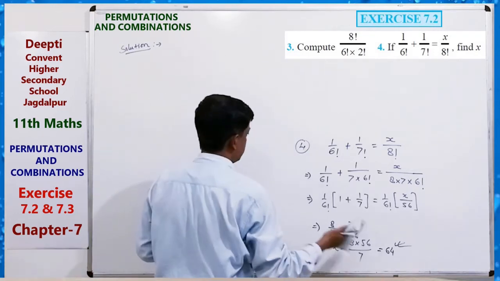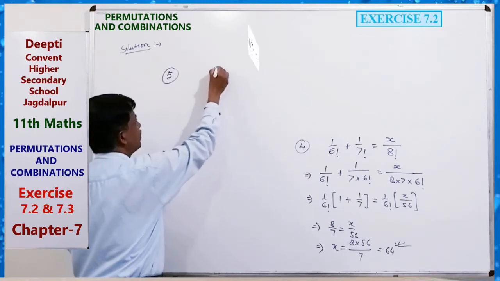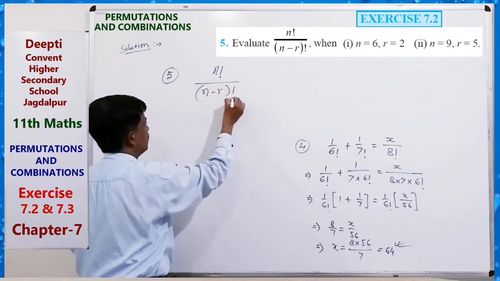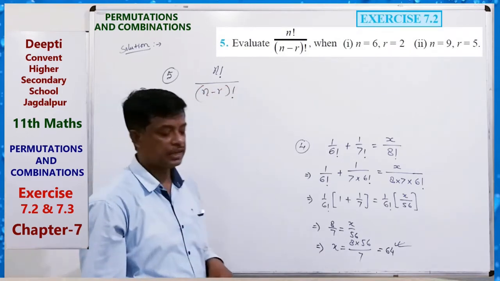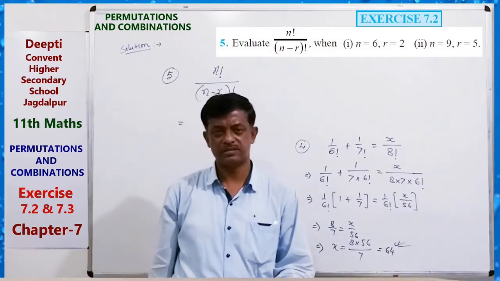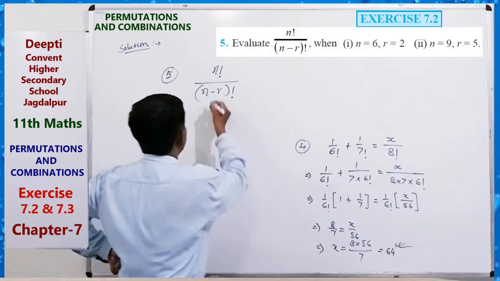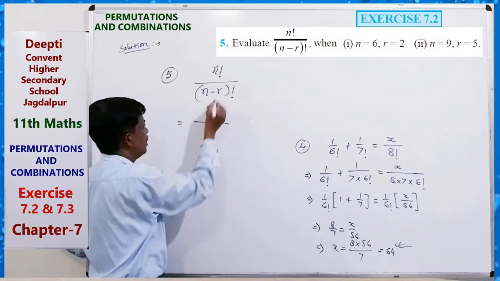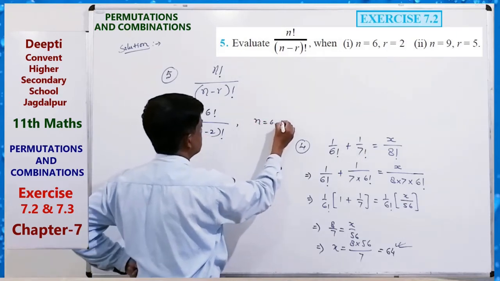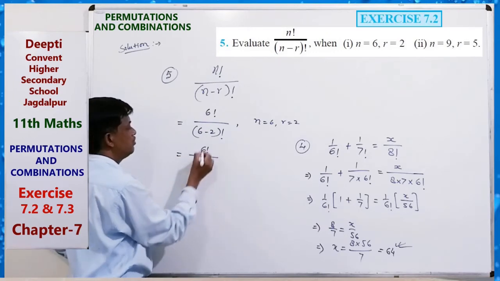Question 5 can be solved like this. We have to find the value of n factorial upon n minus r factorial when n is 6 and r is 2, where n is the greater value and r is less than or equal to n. So n is 6 and r is 2: 6 factorial upon 6 minus 2 factorial, which is 6 factorial upon 4 factorial.